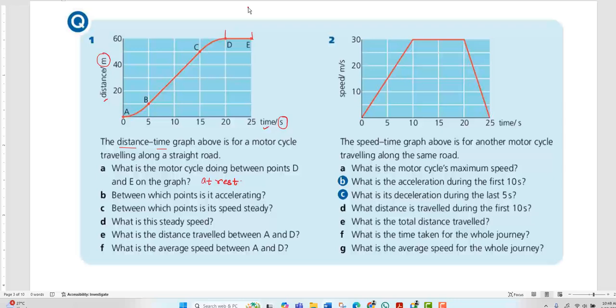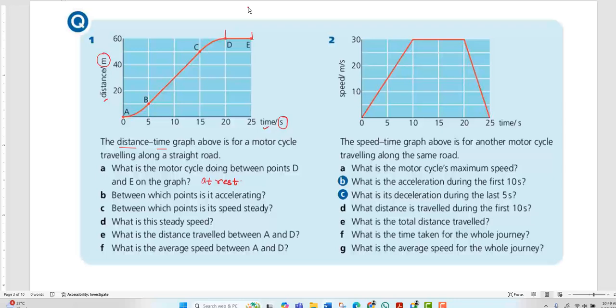Accelerating means what? Think. When the speed is increasing, that is accelerating. And from the distance-time graph, how do we come to know about the speed? We divide, for example, 10 over 5. I gave you a graphical idea. Using the graphical technique, you can tell whether the speed is increasing or decreasing.